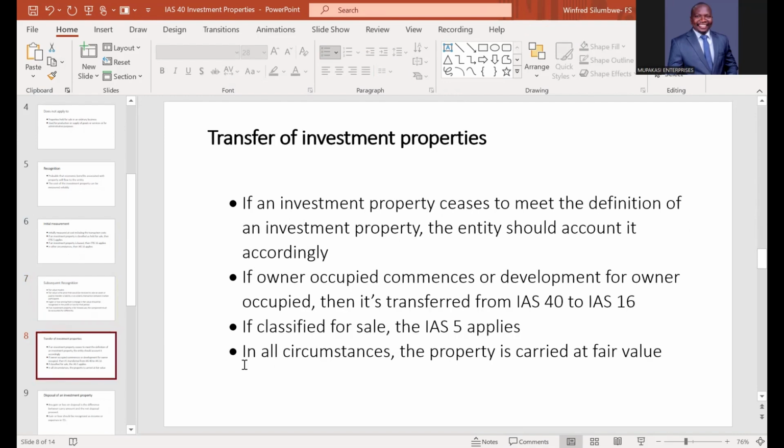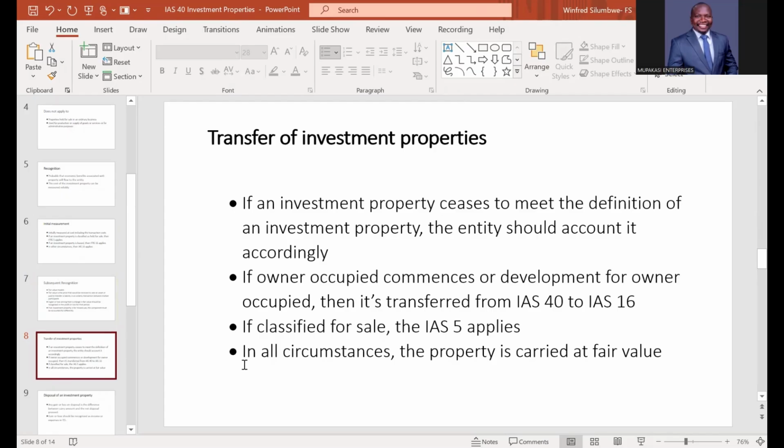Now, transfer of properties. If an investment property ceases to meet the definition of an investment property, the entity should account for it accordingly. I've already explained. So if you built a house initially so that it appreciates in value and you can sell it, and as things change, you occupy that house, it becomes owner-occupied. Then it ceases to be investment property. You have to account for it under IAS 16.